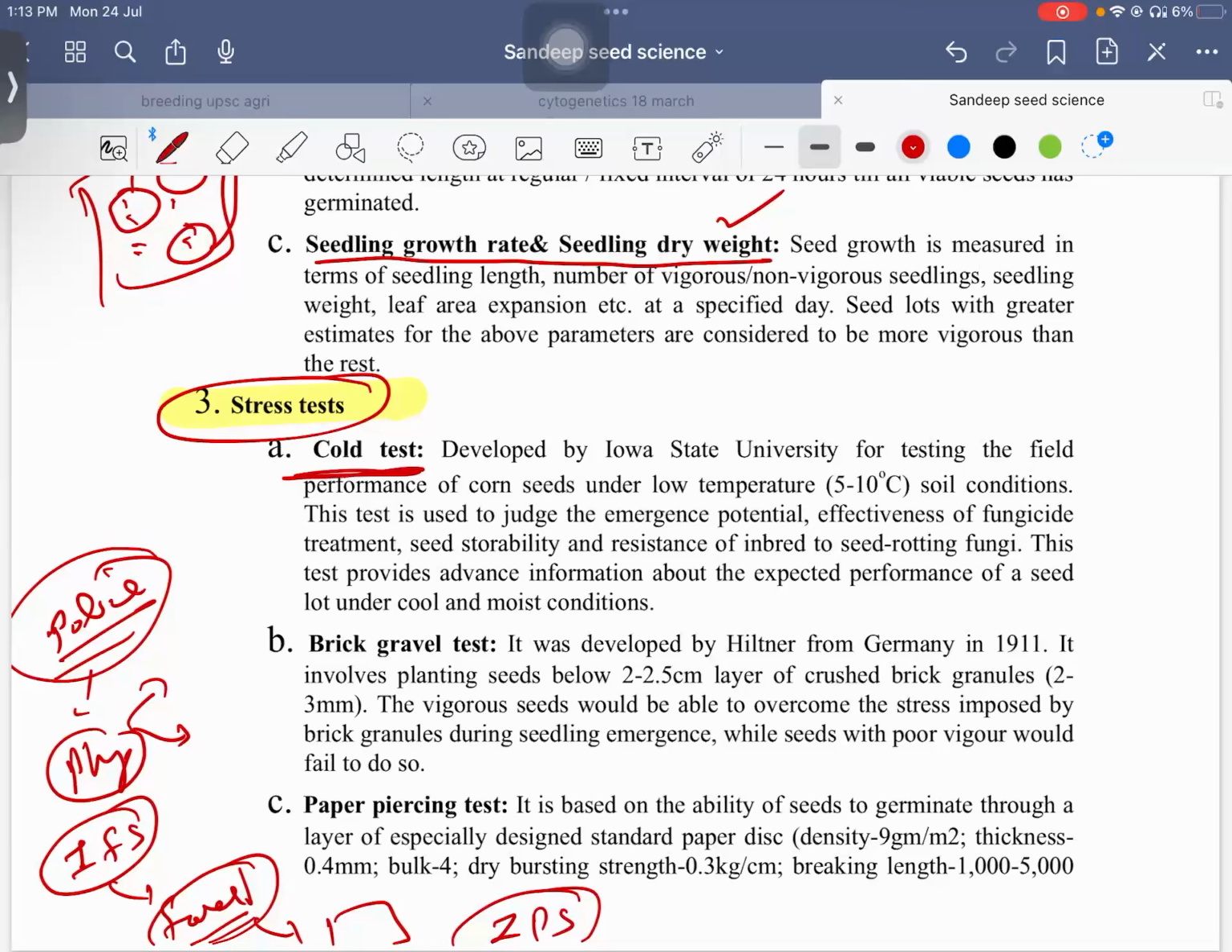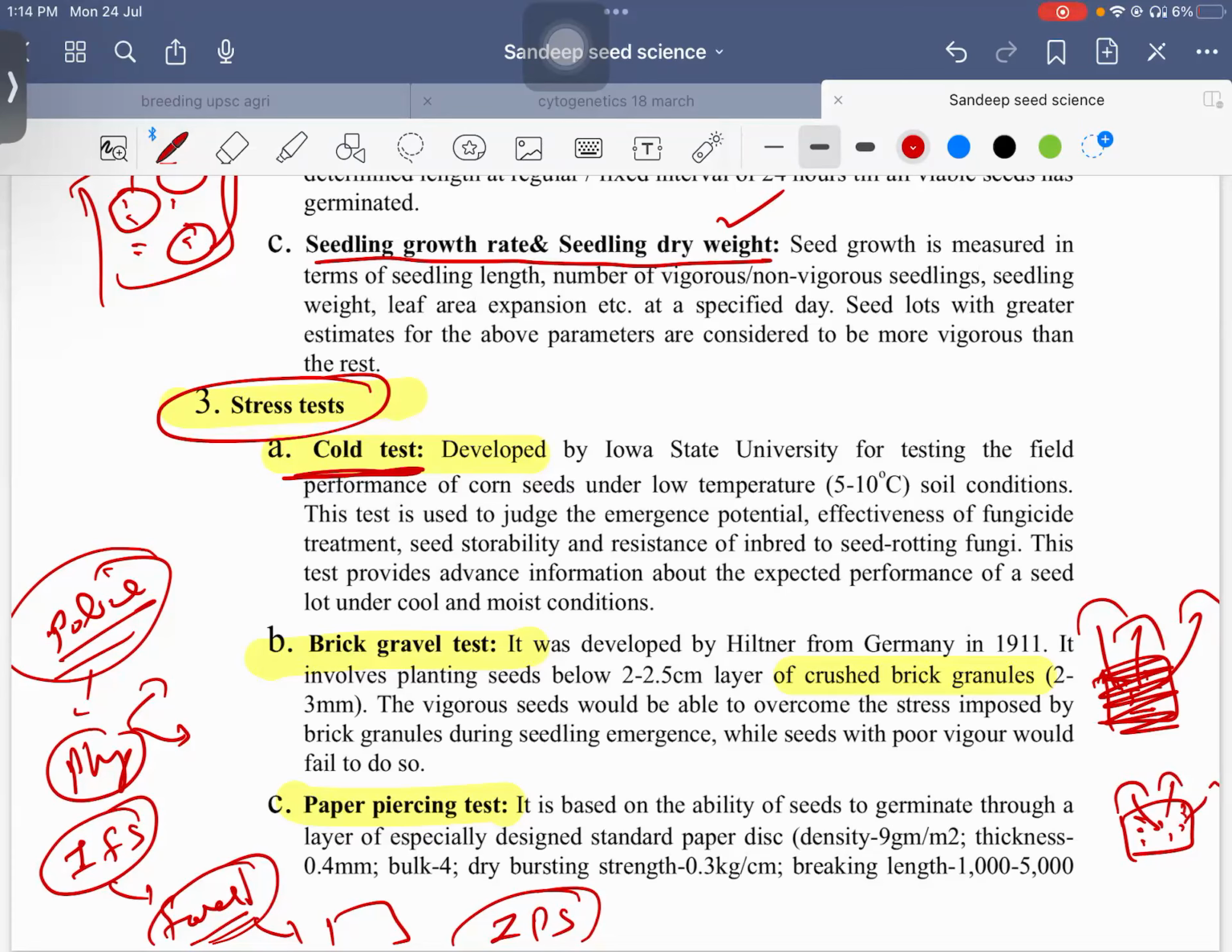We give cold stress to the seeds and check the performance, whether they are able to germinate. Brick gravel test: here we crush brick gravels and put them over the seeds, and we check which is germinating well, the best ones. Then the paper piercing test. We have a paper with the seeds down below, and we see which is able to germinate better. So these are the basic things.